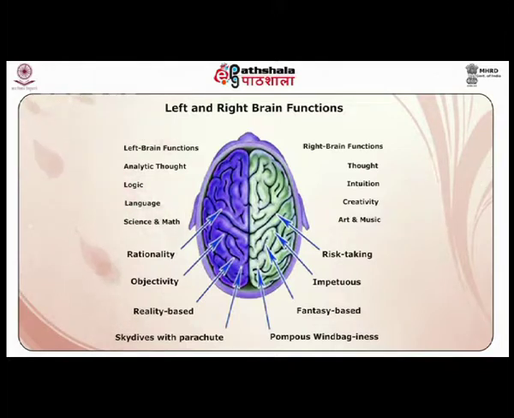In various ways, researchers have discovered that the two halves do have some specialization. It is the left hemisphere that relates to the right side of the body generally, and the right hemisphere that relates to the left side of the body.